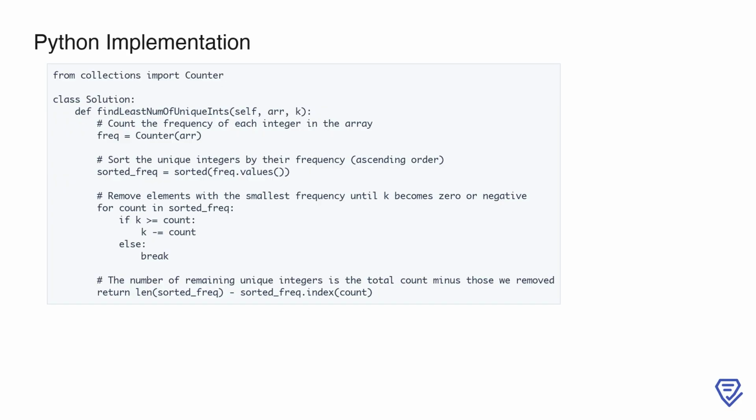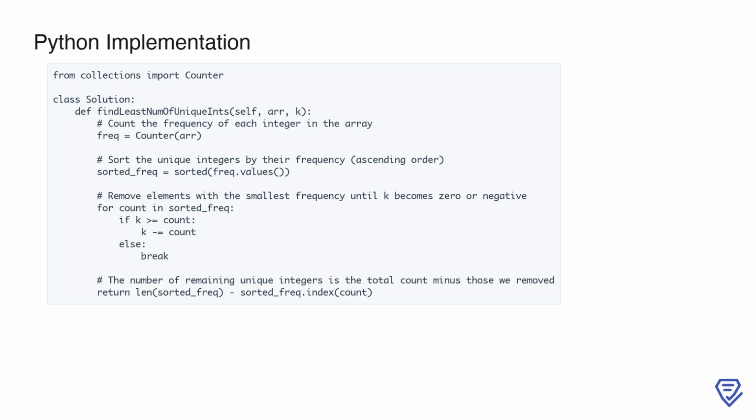First, we count the frequency of each integer in the array using Counter, which is efficient for tallying occurrences. Next, we sort these frequencies in ascending order, ensuring we can remove the integers with the smallest frequencies first, which minimizes the reduction in unique integers.